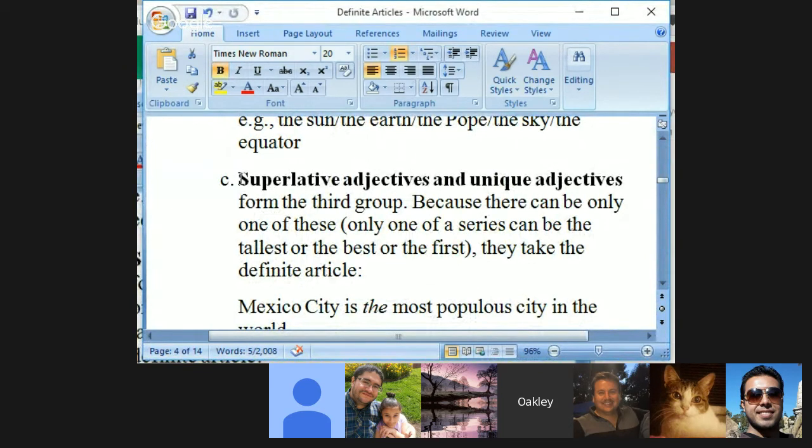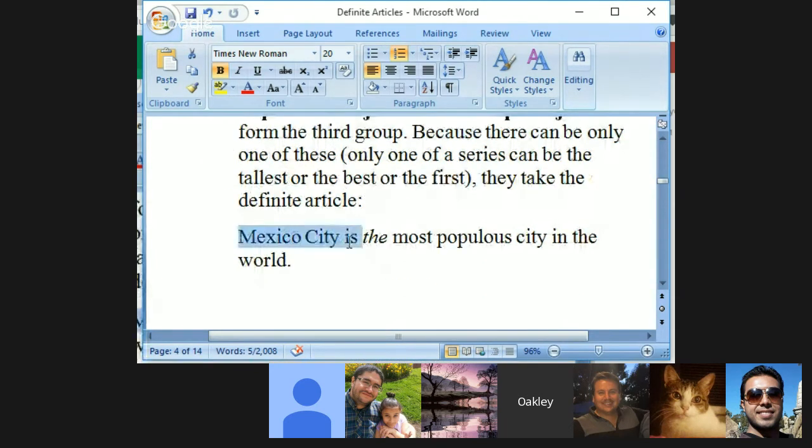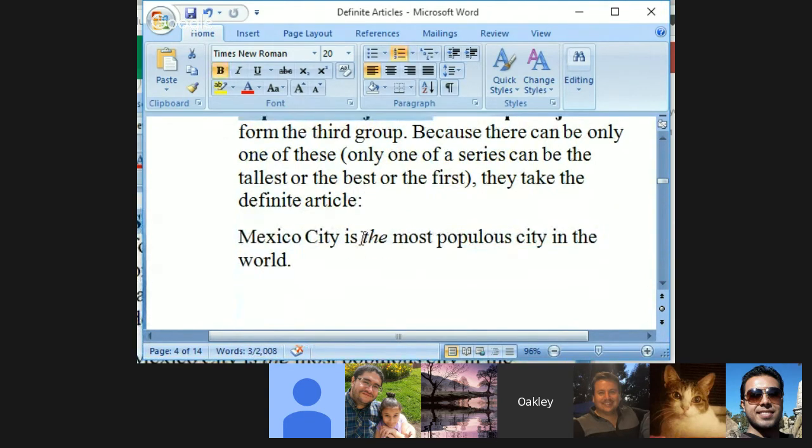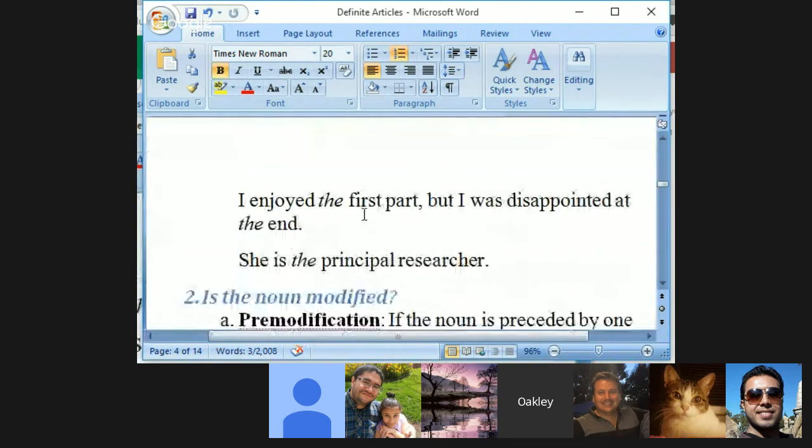All right, and the last one, superlatives. Superlative adjectives and unique adjectives, because there can only be one of these. Superlative is easy to understand. There can only be one, the tallest, or the best, or the first. So this is fairly simple. Mexico City is the most populous city in the world. Well, there can only be one. So, all superlatives must take the. Every time, no exceptions.